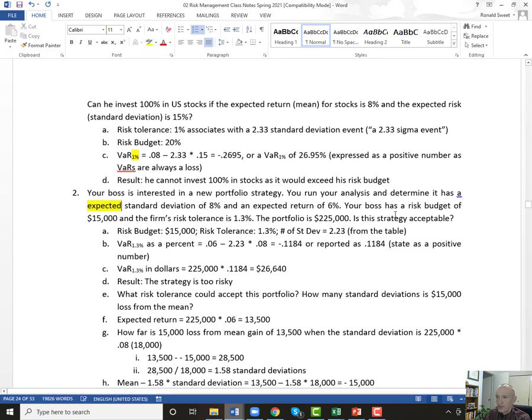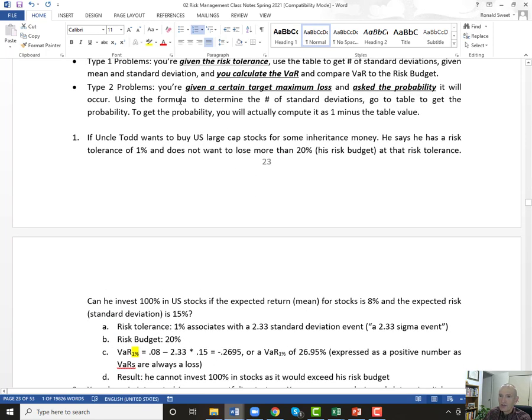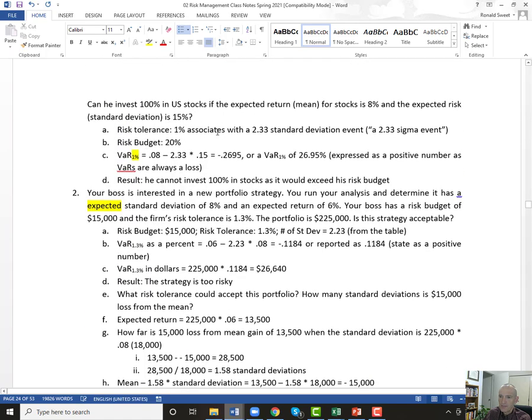Your boss has a risk budget of $15,000. So how did I switch it here? Up here, my risk budget was in percents. Here, my risk budget's in dollars. That's the other thing you need to be able to do, is switch between dollars and percents on your value at risk. Up here, I gave you one with percents. Here, I'll give you one with dollars. It's not all that difficult. His risk tolerance is 1.3%.